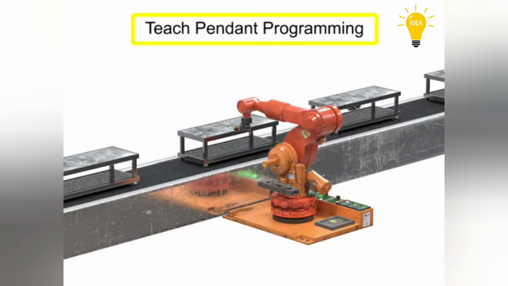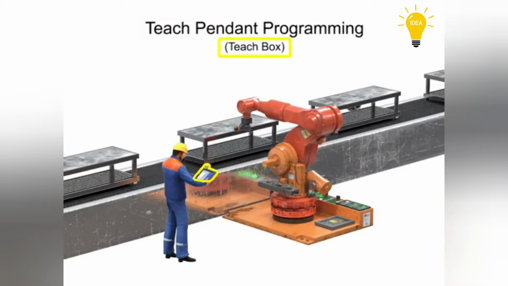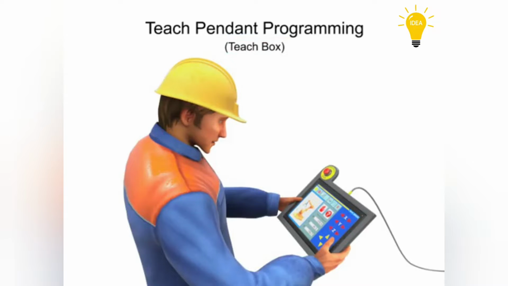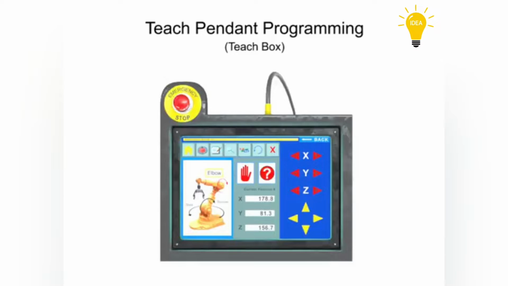A teach pendant, also called a teach box, is a handheld control and programming unit connected to the robot via a cable. Teach pendants can be touchscreen, keyboard, joystick, or other computer interface. All typically have an emergency stop button since the robot is operating with the technician in the work envelope. More modern teach pendants can also be wireless.